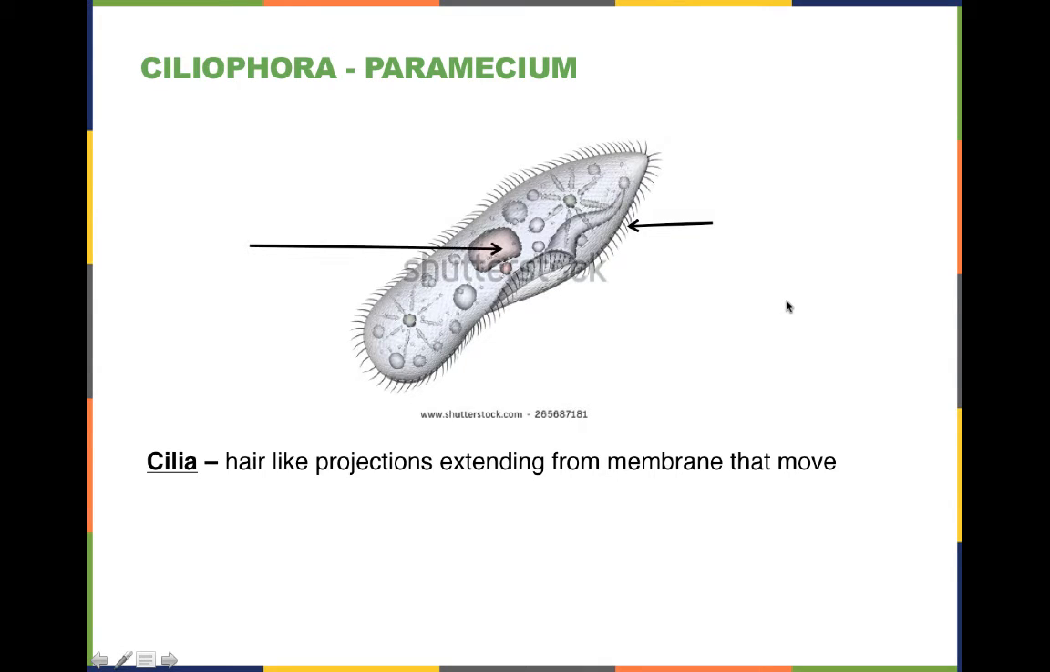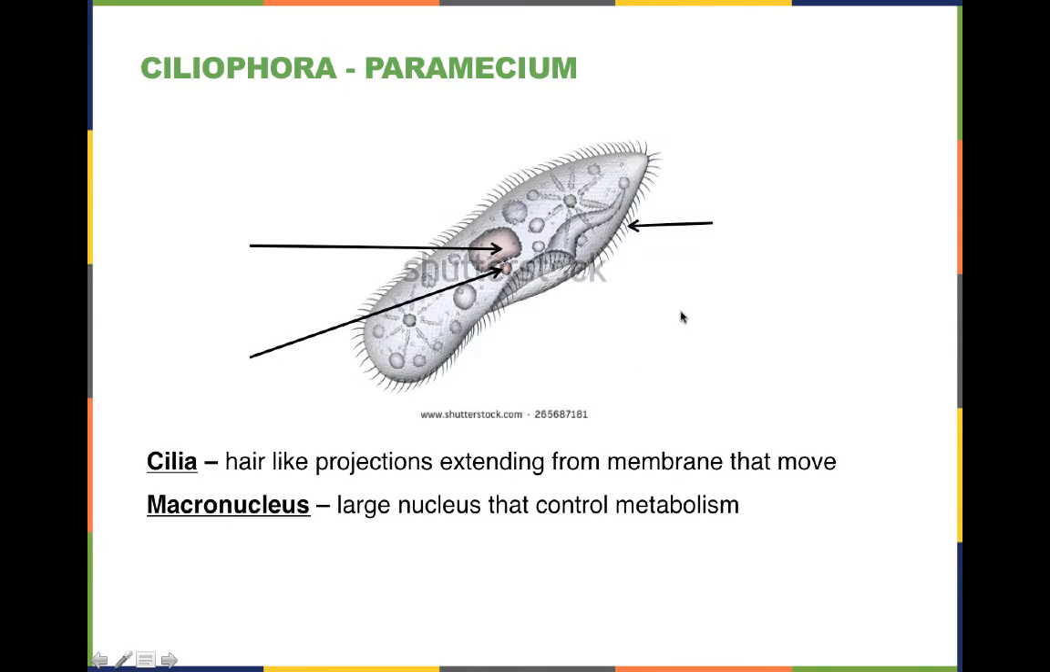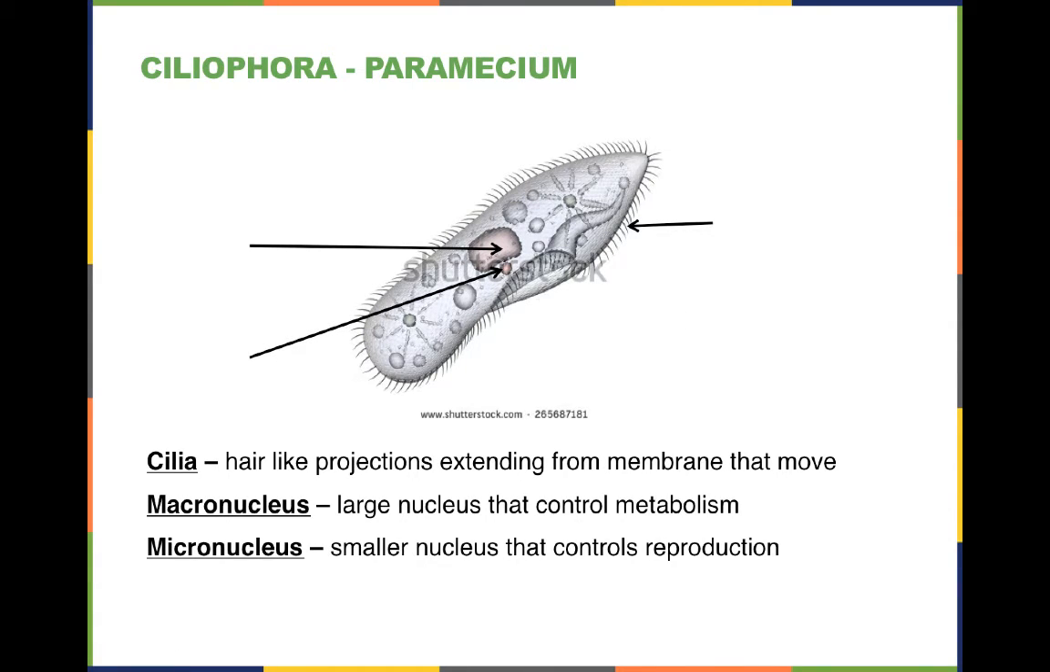This is what's known as the macronucleus. The macronucleus is the nucleus that's necessary for controlling metabolism. This organism actually has two nuclei. The other is right here, and it's called the micronucleus. The micronucleus is responsible for controlling reproduction. The macronucleus is responsible for controlling metabolism.